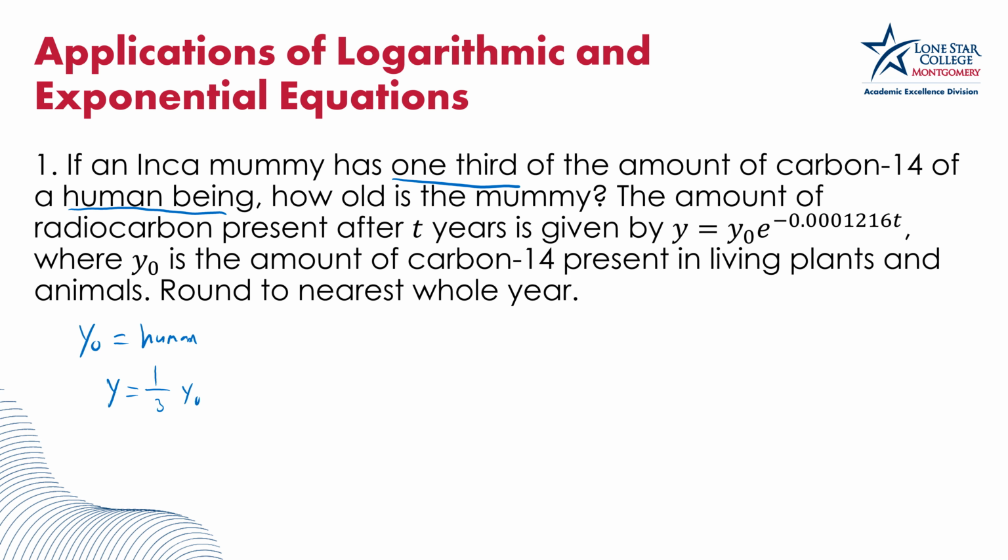Taking this information, we can now replace y with 1/3 y naught on the left-hand side. Substituting, we get 1/3 y naught equals y naught e to the negative 0.0001216 t. Now we want to solve for t. The first thing we can do is divide both sides by y naught.